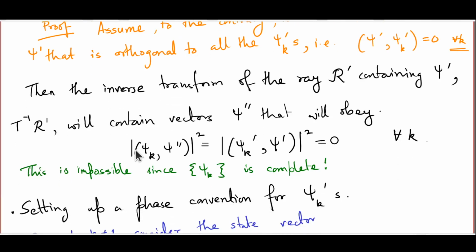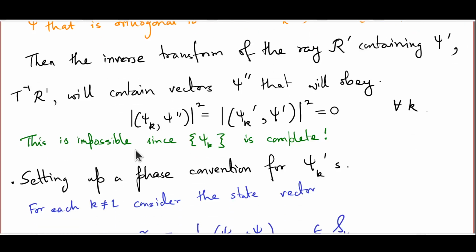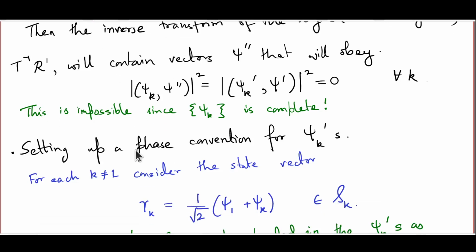psi prime k's. And in order to do that, we are going to take each k in succession and define a new state vector. Okay, I said each k in succession, but what we will do is arbitrarily choose one of these k's out. Let's say k equal to 1. So we will treat psi 1 differently. But for all the other k's, k not equal to 1, we will define a new vector called epsilon k, which is simply a superposition of psi 1 with psi k, a 50-50 superposition with coefficients 1 by root 2.